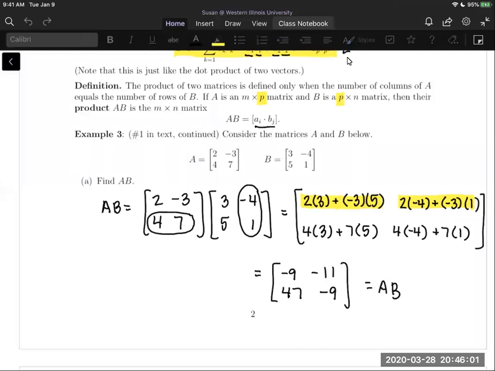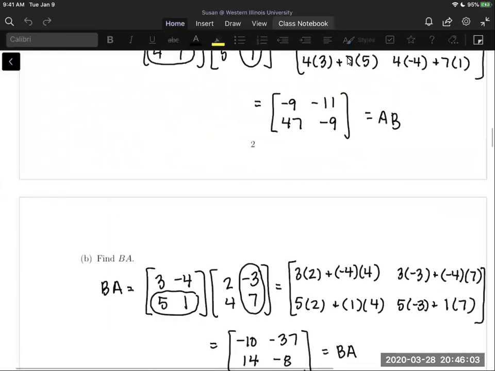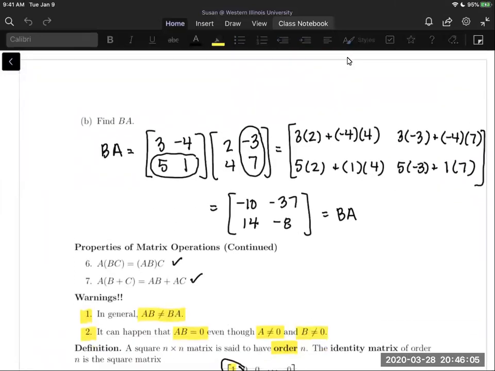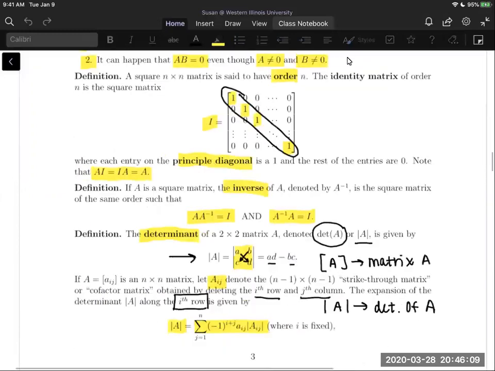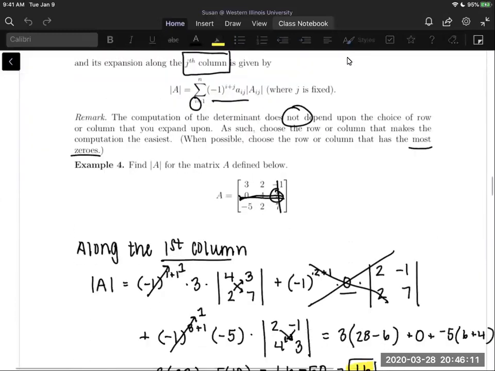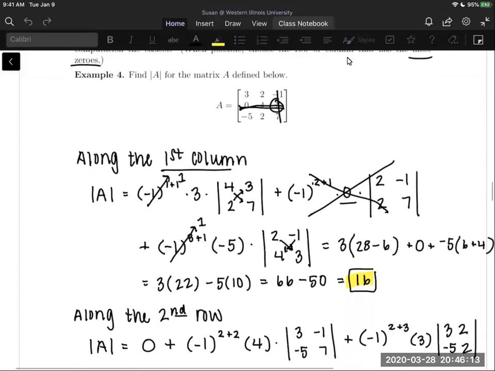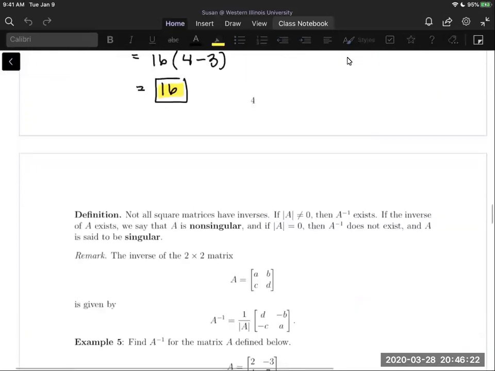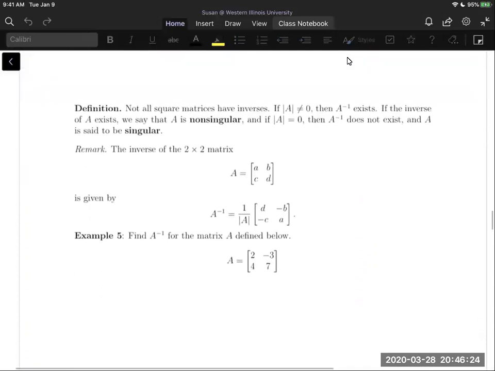In example 3, we saw that the product AB is typically different than the product BA, so matrix multiplication is not commutative. And we ended by doing an example of computing the determinant of a 3x3 matrix by way of cofactor expansion. So this is where we ended, and we're going to pick up here at page 5.